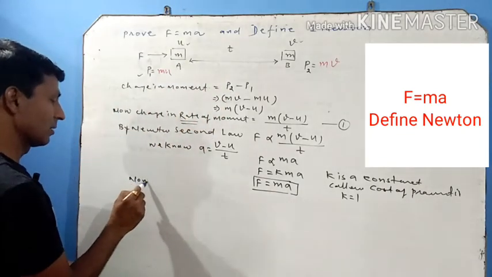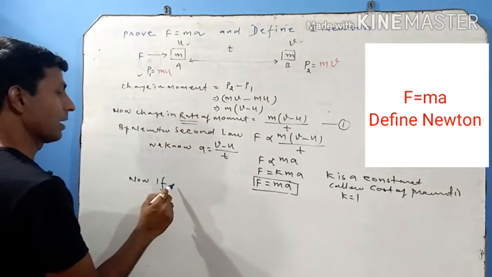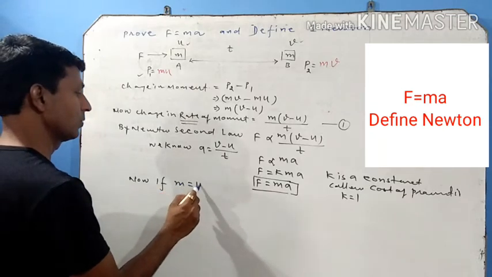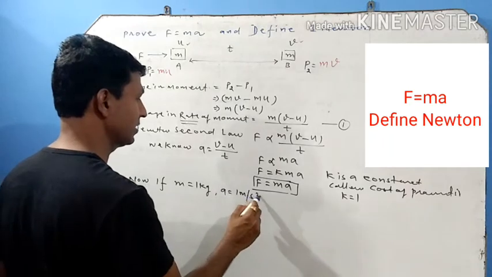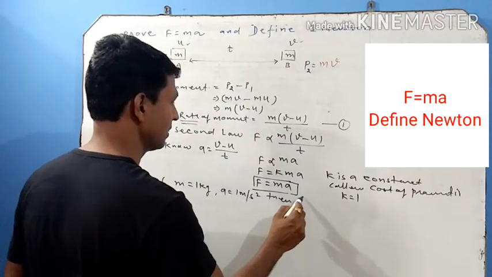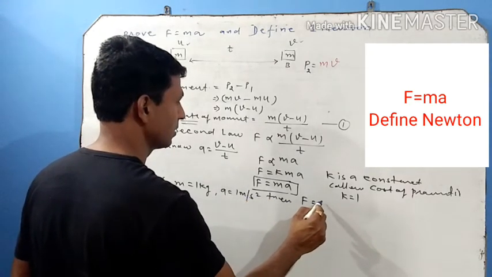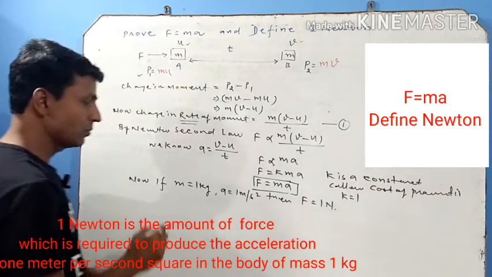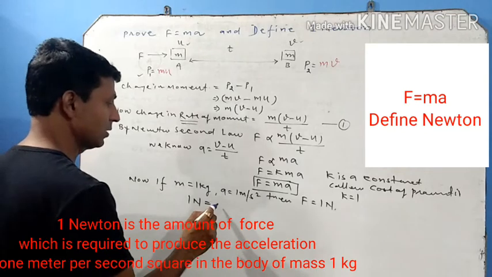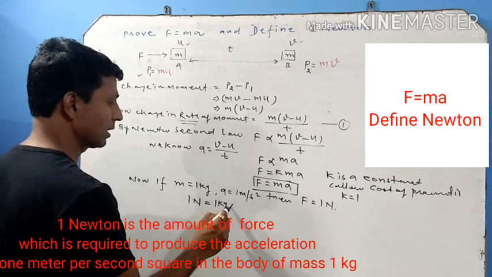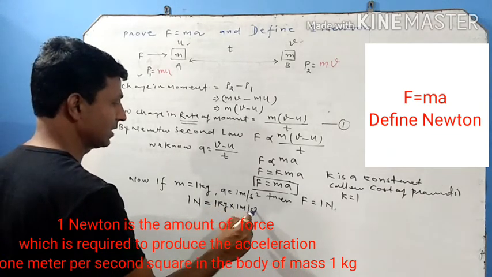Now if m is equal to 1 kilogram, a is equal to 1 meter per second square, then F becomes 1 Newton. So we can say that 1 Newton is equal to 1 kilogram into 1 meter per second square.